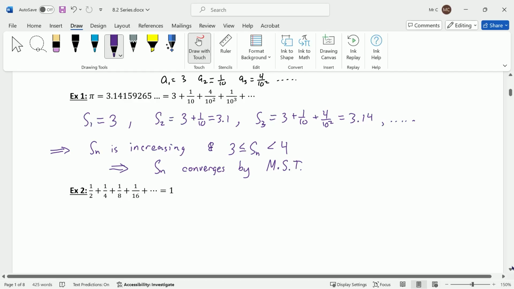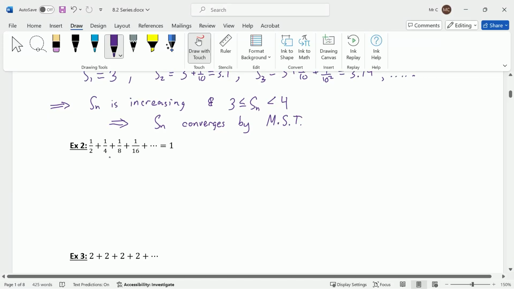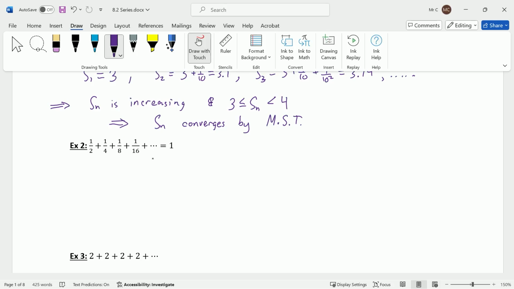Okay, so now let's take a look at another kind of standard example here. 1/2 plus 1/4 plus 1/8 plus 1/16 plus and so on. So we are taking the infinite sum of terms that look like this. And so let's take a look at what these partial sums look like. So we want to show that this is actually equal to 1.